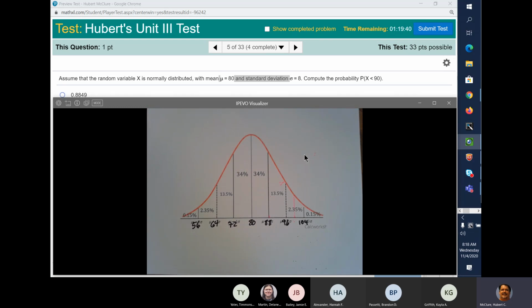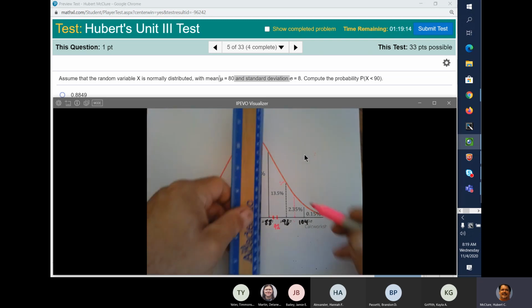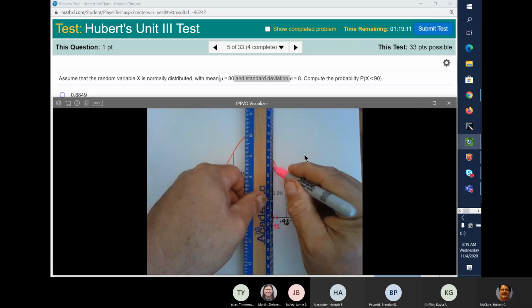All right. Now they want to know what is the probability of x being less than 90. So 90 is going to be right in here. Let's see. What's between 8? That's 4. So halfway between 88 and 96, that's 92, and 90 is right there. So I'm going to draw me a line on 90.